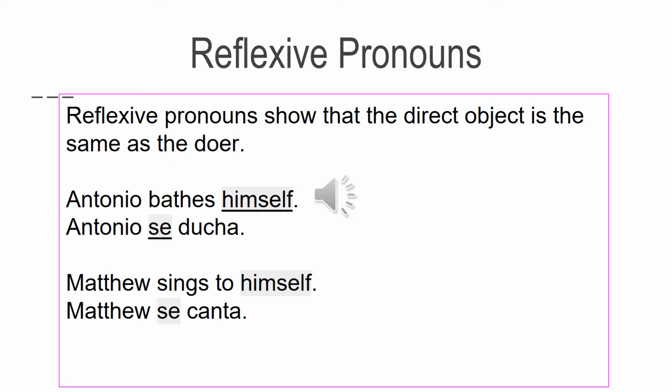Matthew sings to himself. Matthew se canta. Again, the pronoun goes before the verb in Spanish.